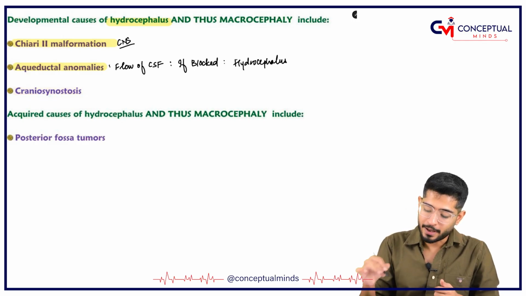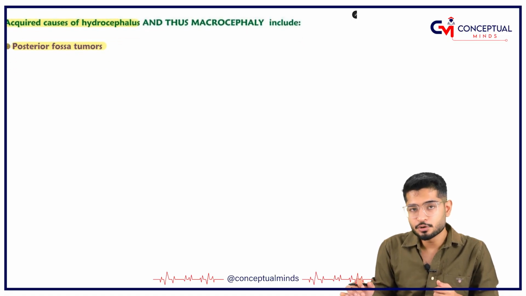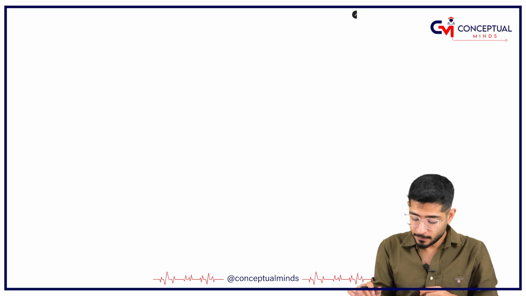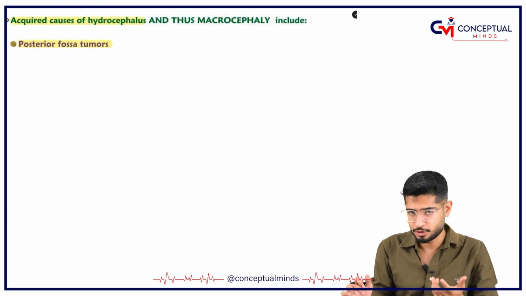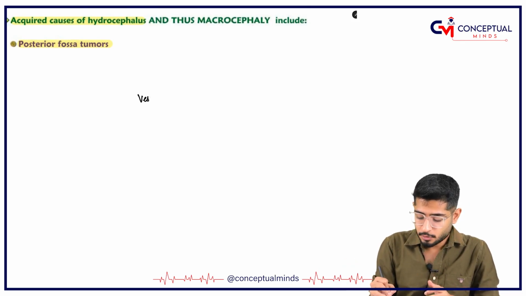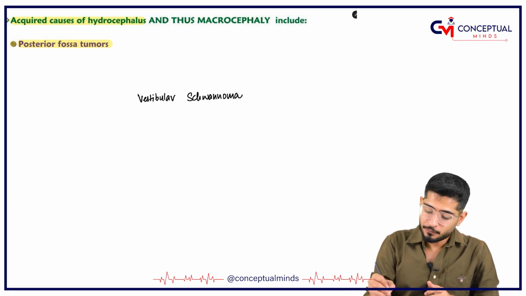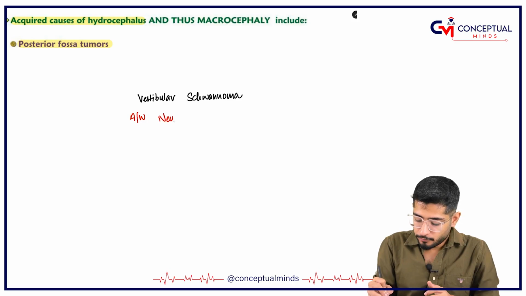What are the acquired causes? Acquired causes of hydrocephalus, one of the major causes, are posterior fossa tumors. There are some tumors in the posterior fossa, and these are very, very important. Why? Because they are going to increase the size of the brain, right? Posterior fossa tumors, in fact any tumor which is occurring. For example, vestibular schwannoma, a very important tumor manifestation which is associated with neurofibromatosis type 2.